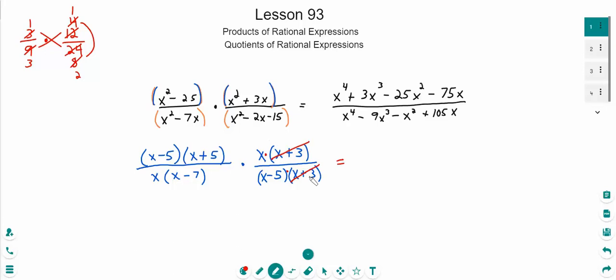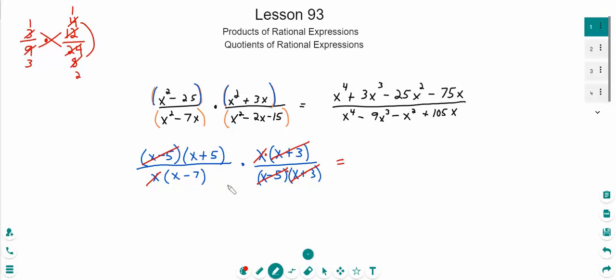So we crossed out the x plus 3. Let's look for cross-canceling. Can we do any cross-canceling? And the answer is yes. We have an x here. This could cross-cancel with this x over here, right? And we have an x minus 5 here, which can cross-cancel with this x minus 5. Isn't that beautiful? Look at that. We just lost this whole expression over here. It's now a 1 over a 1. And this expression times that is just going to be this expression.